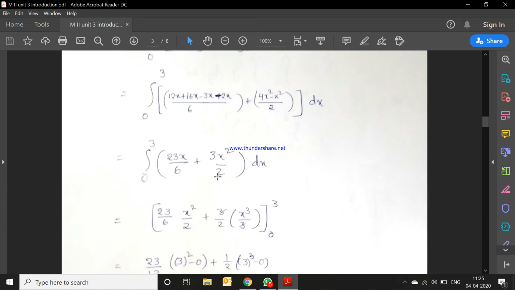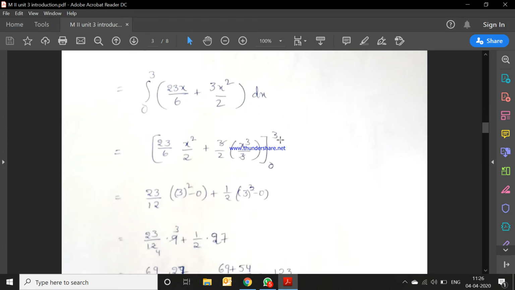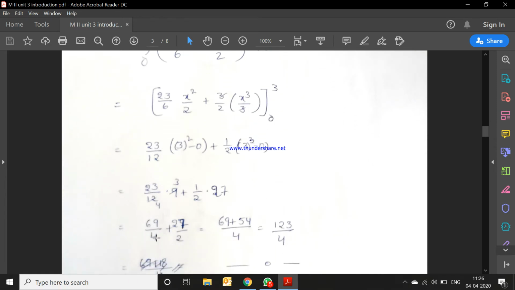23 by 6 is constant. And the next term, 3 by 2, is constant. X square integration is x cube by 3. Limits are 0 to 3. So now substitute upper limit 3, lower limit 0. We get the values 69 by 4 plus 27 by 2. Take the LCM as 4. We get the solution 123 by 4.